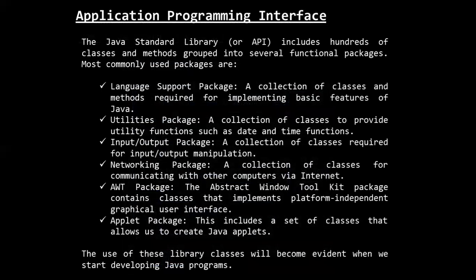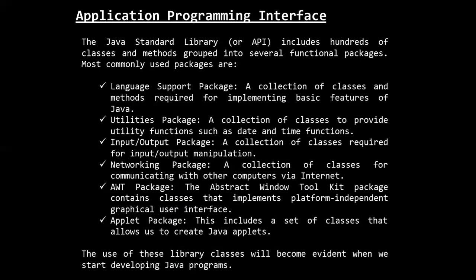Application Programming Interface. The Java Standard Library, or API, includes hundreds of classes and methods grouped into several functional packages. Most commonly used packages are Language Support Package, a collection of classes and methods required for implementing basic features of Java. Utilities Package, a collection of classes to provide utility functions such as date and time functions.